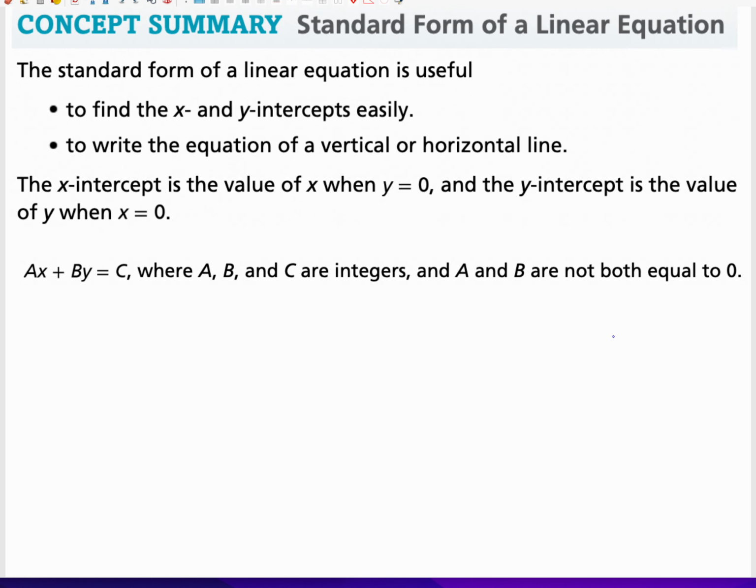Ooh, concept summary. That means we're at the end of the lesson. All right. So the standard form of a linear equation is useful. It's useful to find the x and y intercepts easily. It's useful to write the equation of a vertical or horizontal line. The x-intercept is the value of x when y is 0, and the y-intercept is the value of y when x is 0. So ax plus by equals c, where a, b, and c are integers, and a and b are not both equal to 0. That's standard form. All right. So that is the end of the lesson.